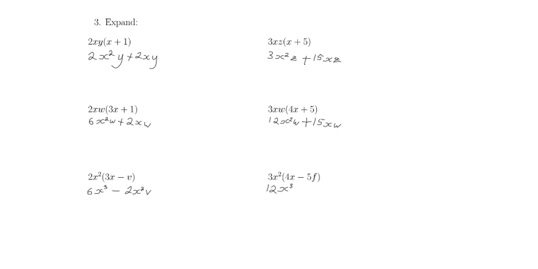3x squared multiplied by 5f. First of all, we have to multiply the numbers, so that will give us 15. Now we have to do x squared multiplied by f. We can't change that, so we just write x squared f. We have subtraction here, so we're going to keep that, and the answer is 12x cubed subtract 15x squared f.